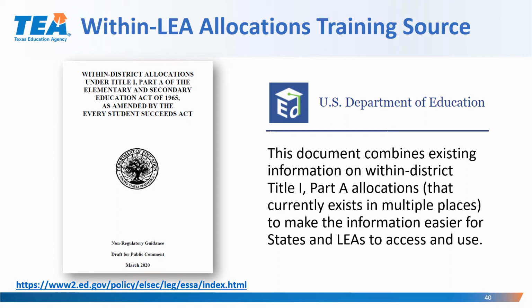This training was developed based on a draft document released for public comment by the U.S. Department of Education in March 2020. The document they released combines existing information on within-district Title I Part A allocations that currently exists in multiple places to make the information easier for states and LEAs to access and use. I have uploaded this document into the handout section so that you can also take a look at it.